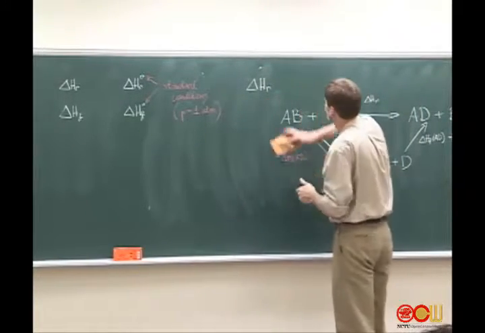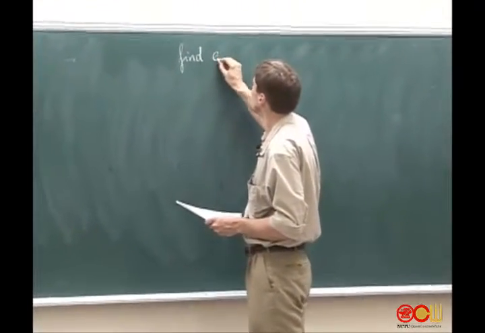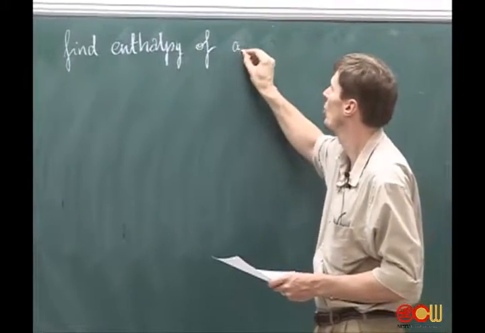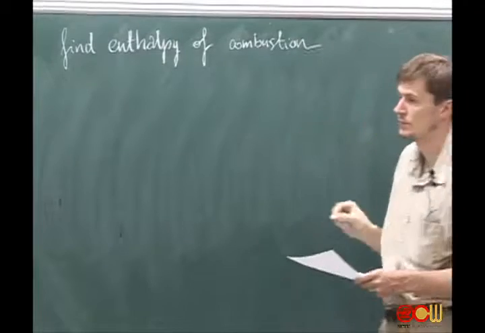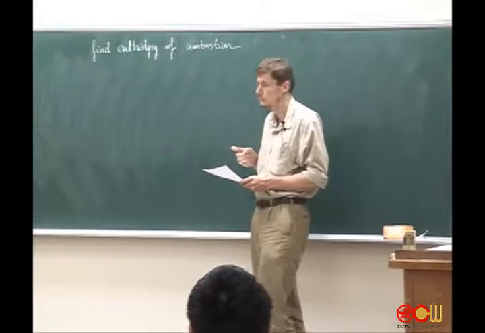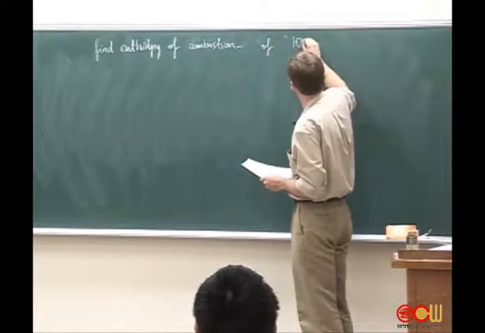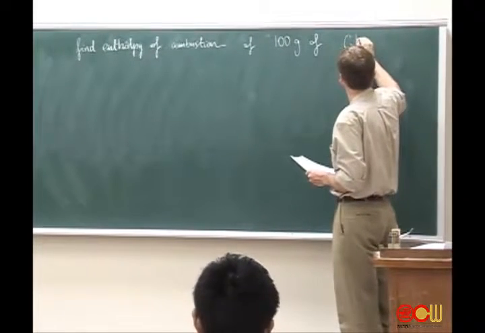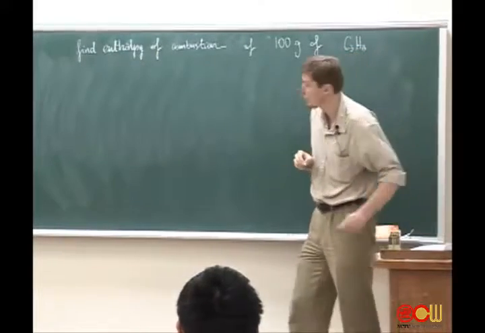Good, let's do an example. Find the enthalpy of combustion, and combustion is an important word. Combustion means that you have a reaction with oxygen. And now of 100 gram of C3H8. That's the problem to solve.